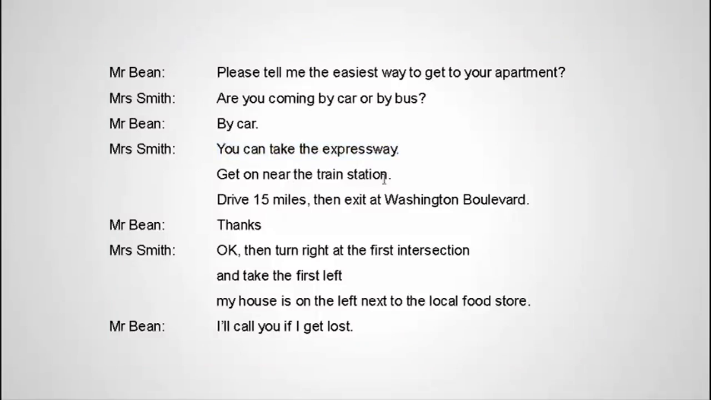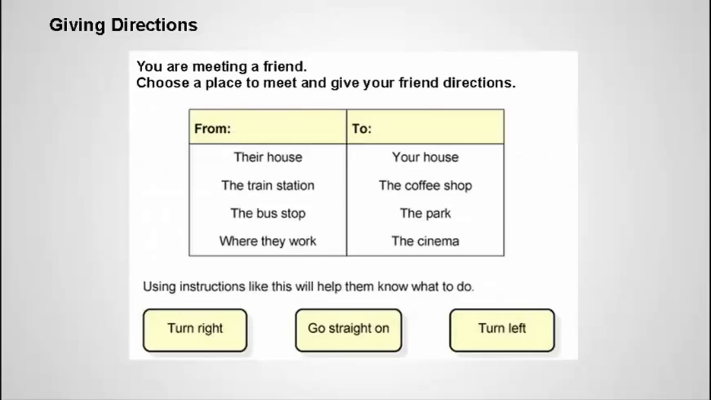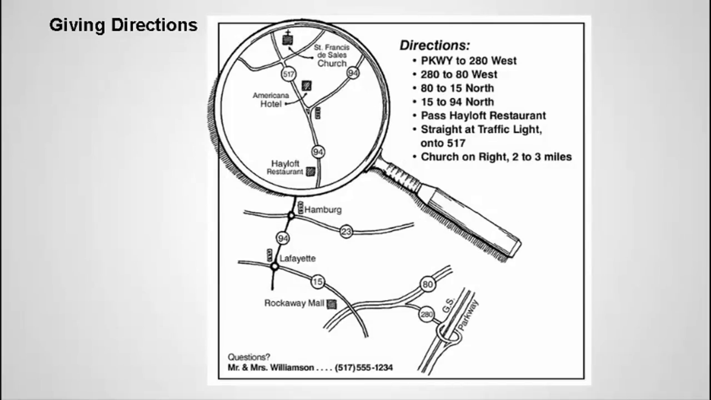Get on near the train station. Drive 15 miles. Exit at Washington Boulevard. Turn right at the first intersection. Take the first left. Here's some exercises that we want to do. Take a look at these maps and think about how you would give directions. What will you say? Please practice.